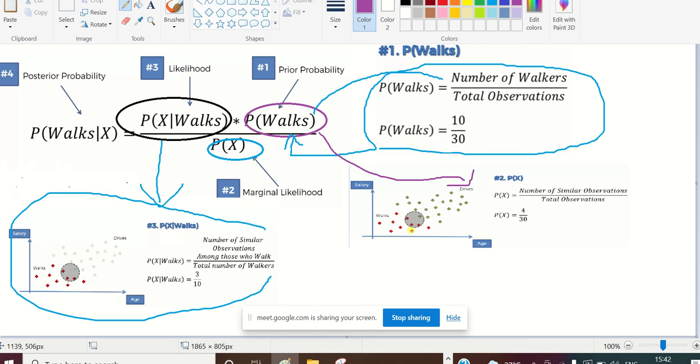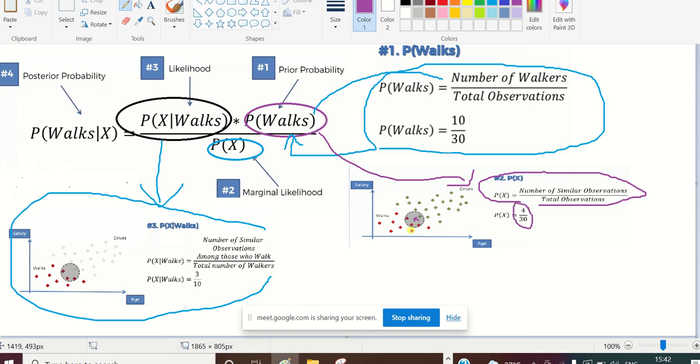Here, our point is at this point. It is here somewhere. Our X is here. We will take a small radius around this X and take our total observations. How many points are there around this X? That is 4. 4 divided by 30.